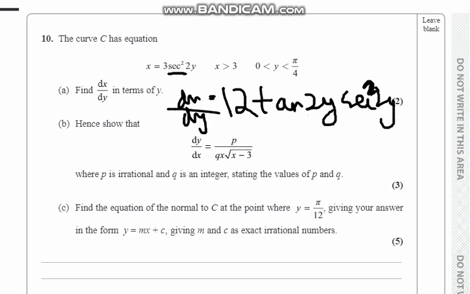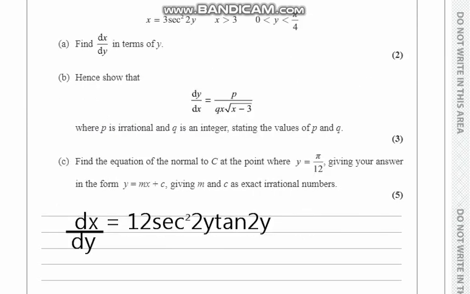Now they say, hence show that dy by dx equals p upon qx root x minus 3, where p is irrational and q is an integer, stating the values of p and q. Now we had dx upon dy earlier, and they're asking dy by dx. So we can divide 1 by it and flip it over. We know dx upon dy is 12 tan 2y sec squared 2y, and we have to find dy by dx.